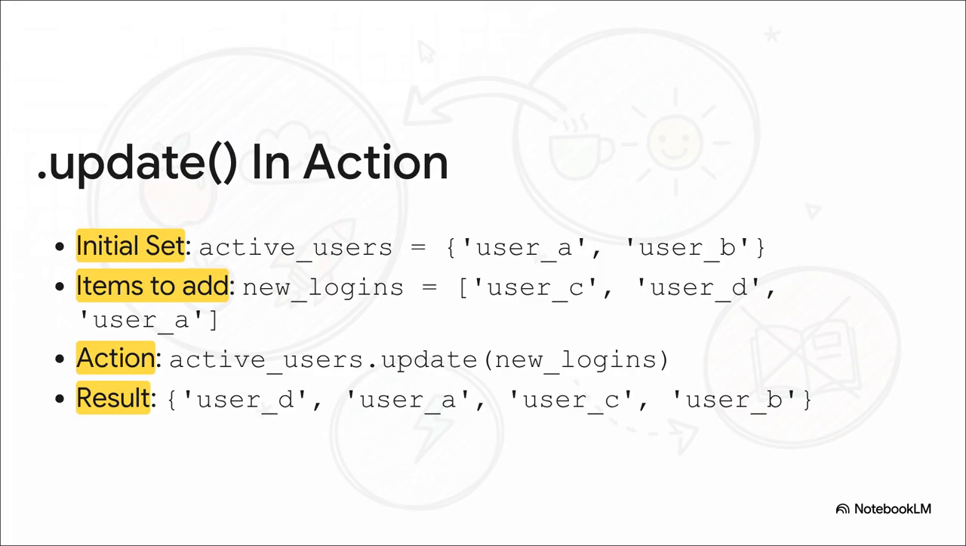Check this out. We've got our active users set, and then this list of new logins. And if you look closely, you'll see user A is in both. So what happens when we call active_users.update and pass in that whole list? Python is smart. It goes through the list, adds the new stuff, user C and user D, and when it gets to user A, it just skips it. The result? One merged set, still perfectly unique. It's a super powerful way to combine collections.